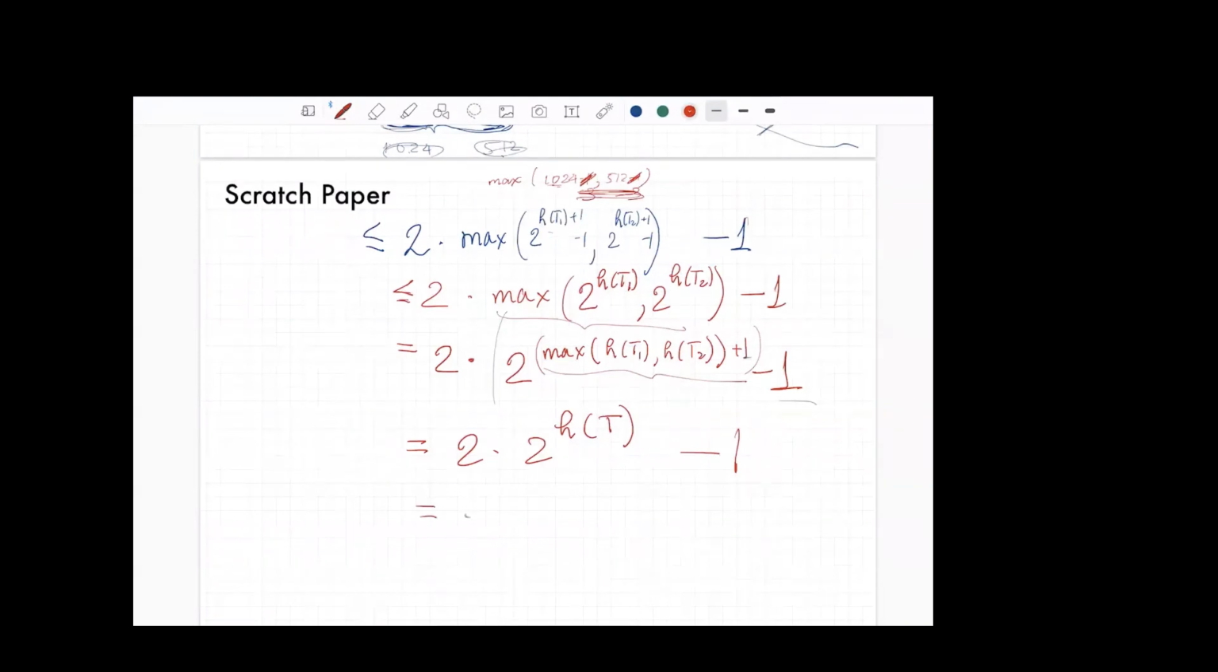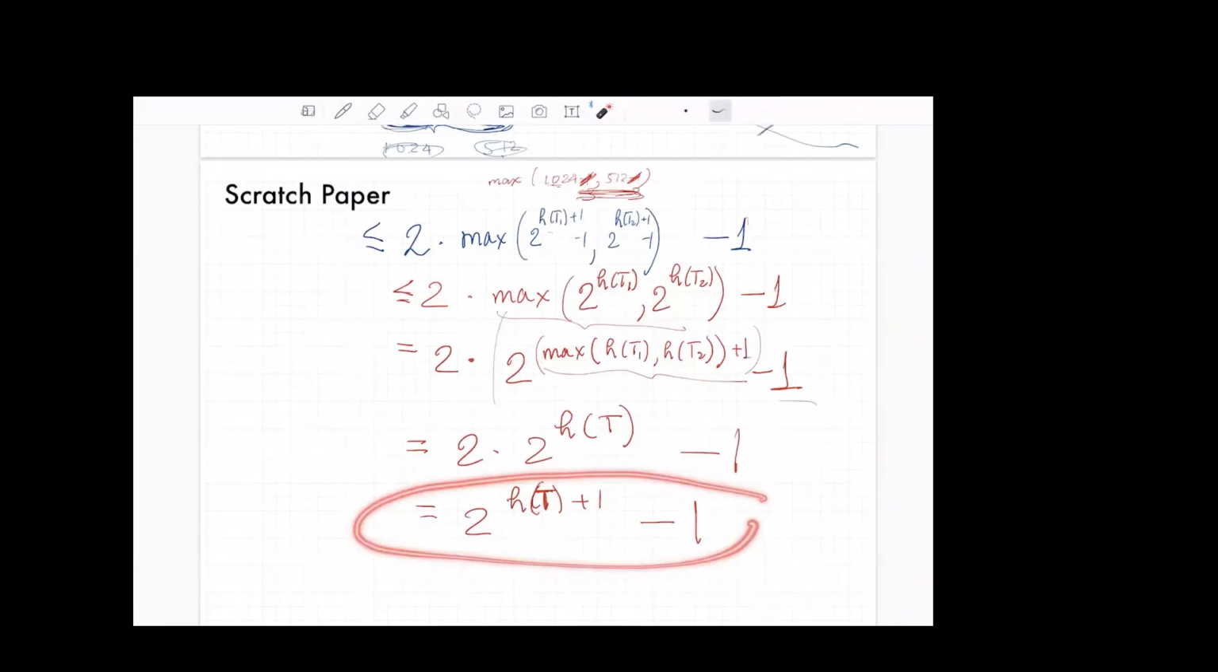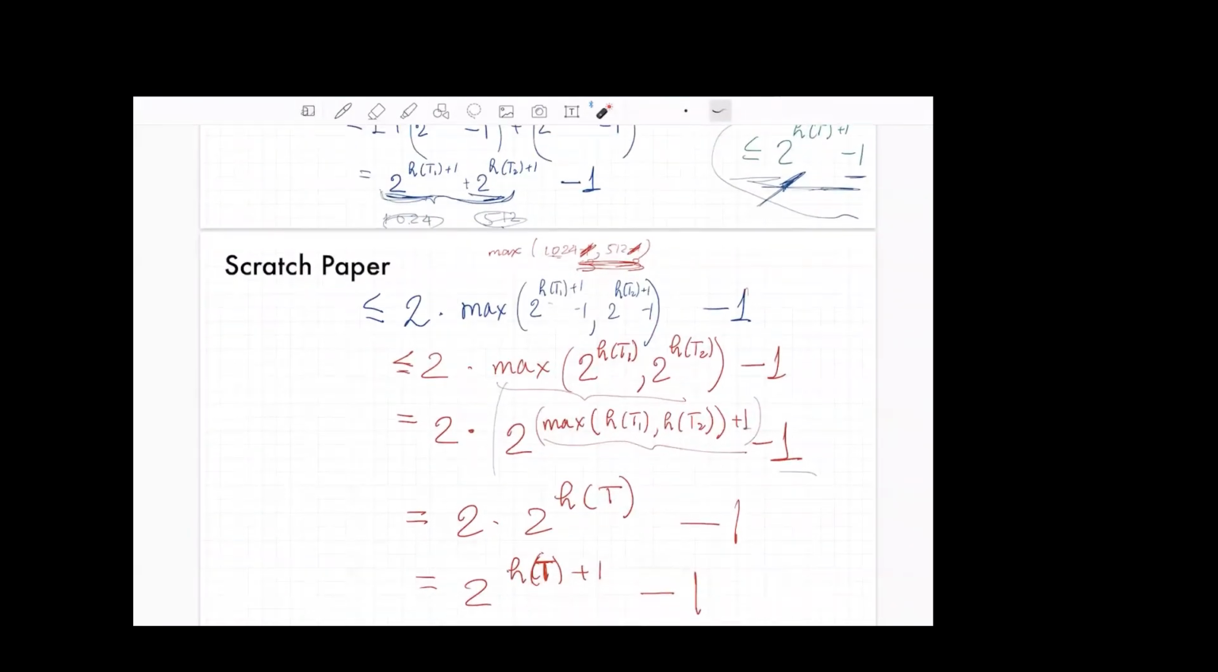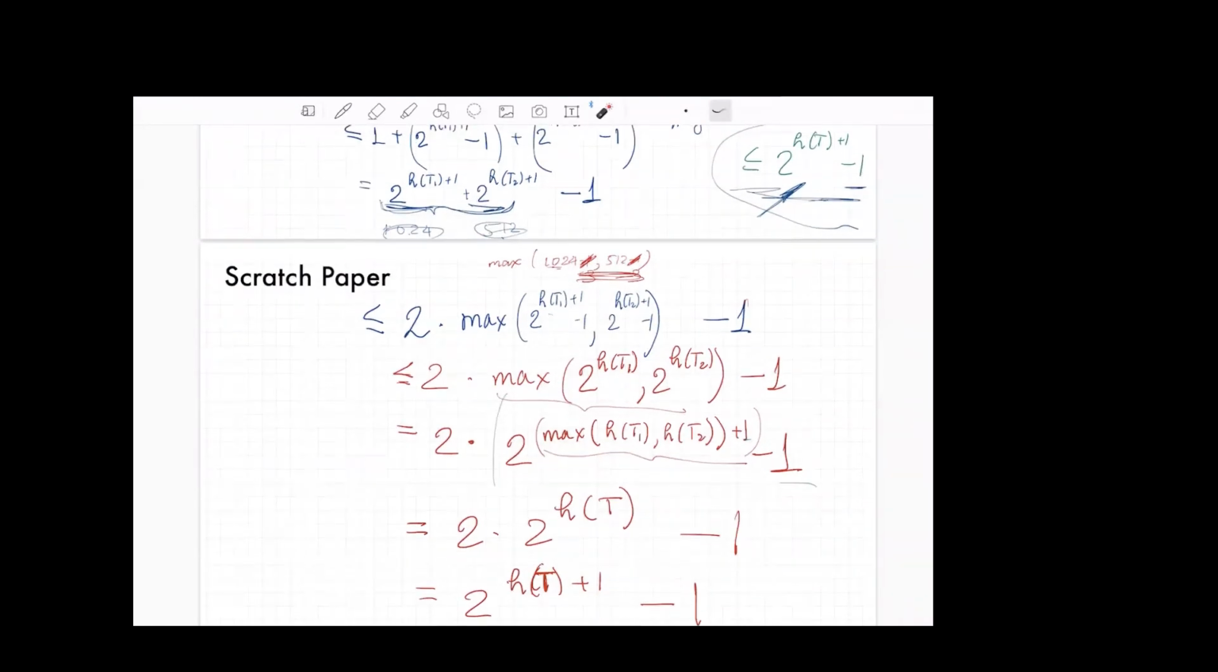But this algebraically is 2 to the h of t plus 1. 2 to the ht plus 1. And this minus 1 I'm carrying over. Now, we're in good shape because this guy is in my cloud right there. This is what we wanted to prove. This is what we were after. We needed a few steps here. And of course, the steps need to be justified, but we certainly got there.